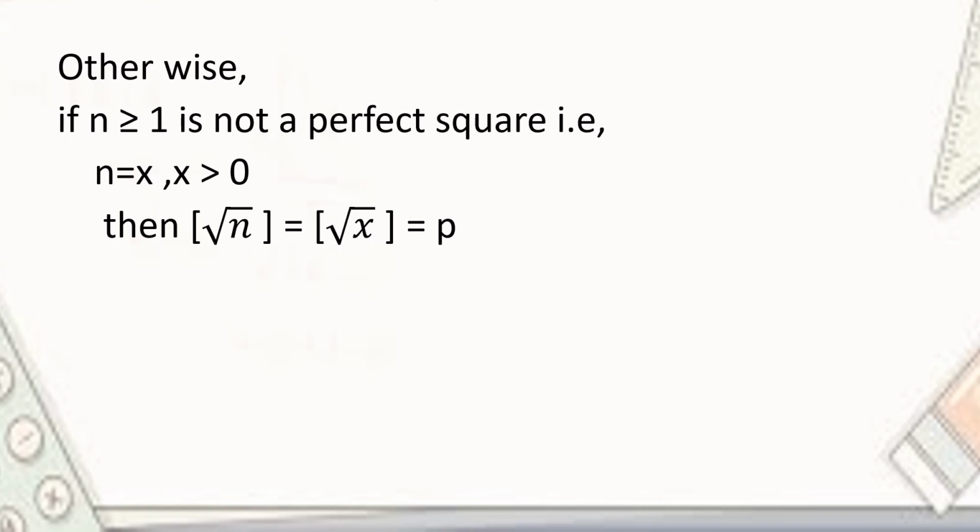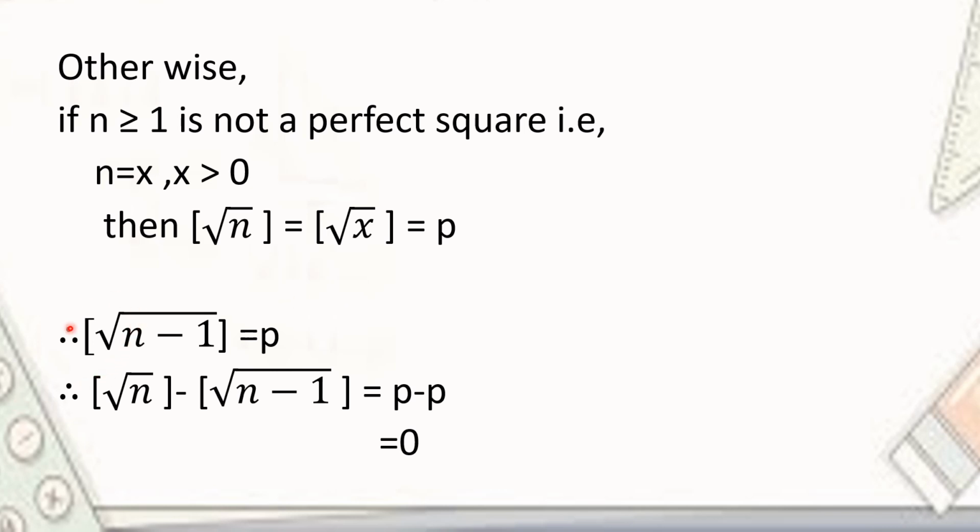Now let us prove the otherwise condition. If n is greater than or equal to 1 and it is not a perfect square, then we can tell that n is not equal to x square for any x strictly greater than 0. Then we can tell that the integer part of root n is an integer, let us say p. Therefore, the integer part of root of n minus 1 is also the integer p. So, we can conclude that the integer part of root n minus the integer part of root of n minus 1 is equal to p minus p, which is nothing but 0.